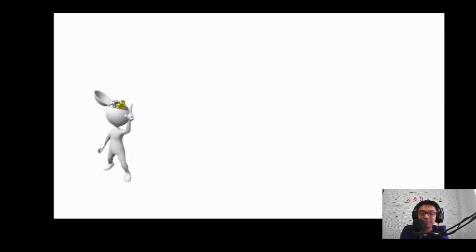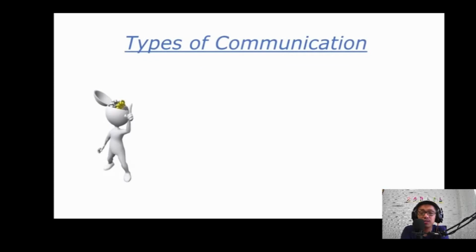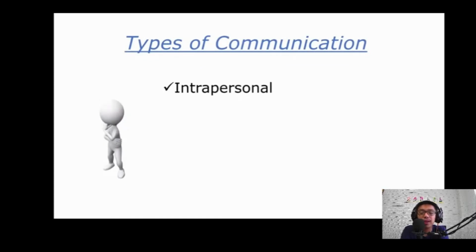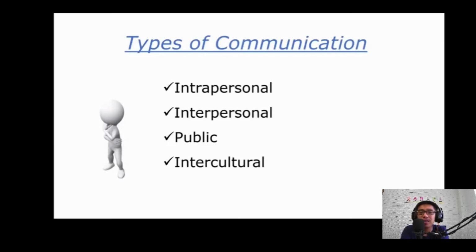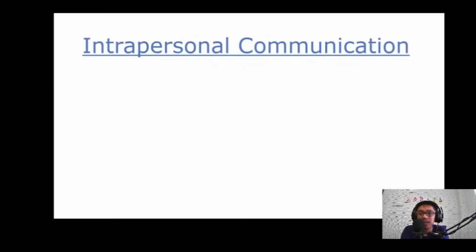So here we go. We have four types of communication. Number one, we have intrapersonal. Number two, interpersonal. Number three, public communication. And number four, intercultural communication. Now let's start with intrapersonal communication. So what is this? It is communicating to oneself. In short, this is the way you talk to yourself.